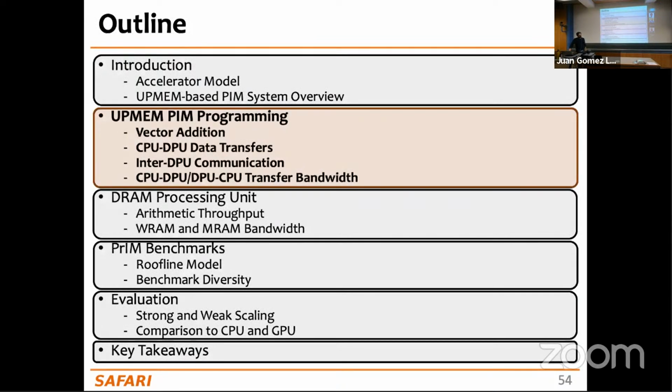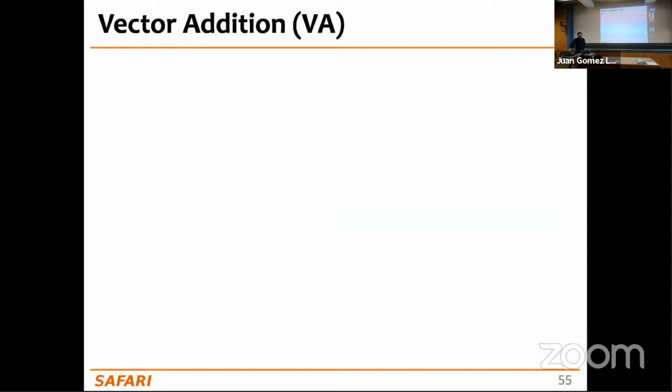Okay, so after the introduction, let's talk briefly about how to program the UPMEM-based PIM system with a very naive example, vector addition. And we are also going to talk about the communication between the host processor and the DPUs and the processing in memory cores. This is our first programming example. We are actually not going to see code here. I just want to explain how we partition the computation essentially, and how we distribute the computation over this large number of DPUs.